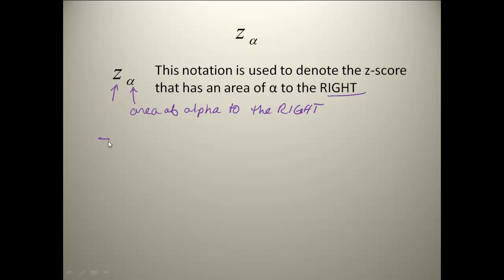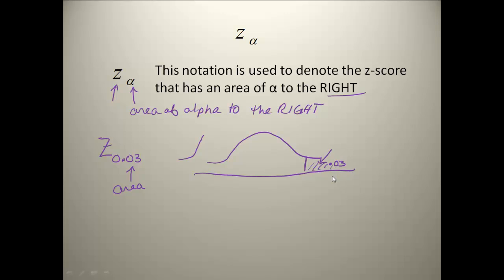Find Z 0.03. What that's saying is they want us to find a z-score that has an area of 0.03 to the right of it. So I generally sketch a picture first, and what I have to think about, an area of 0.03 to the right, that's not a big area, so I know I'm going to be over here, and my 0.03 is the area to the right.